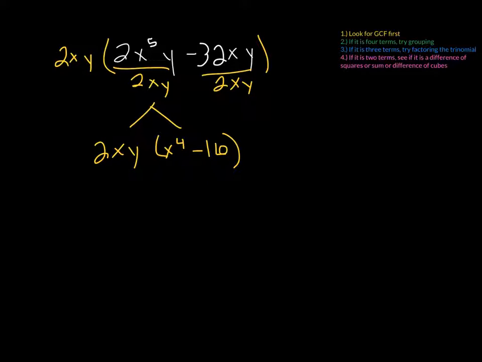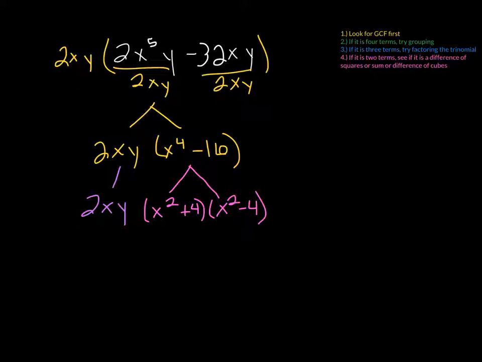Okay, now we want to see if there's more we can do. Can't do anything else to 2xy. X to the 4th minus 16, however, that is a difference of squares. X to the 4th and 16 are both perfect squares, and it's a difference. So the square root of x to the 4th is x squared. Square root of 16 is 4. So x squared plus 4, x squared minus 4.